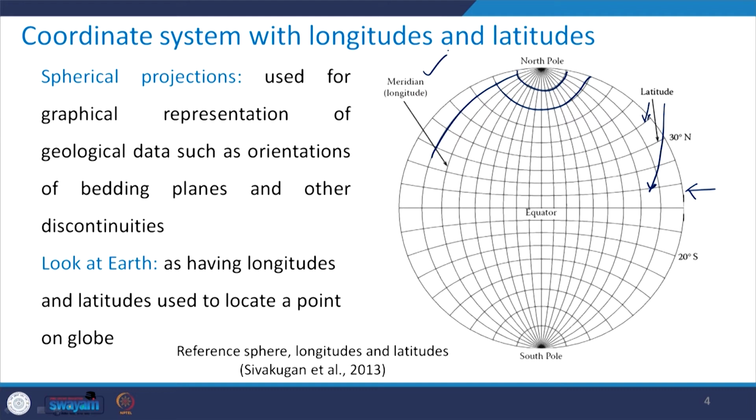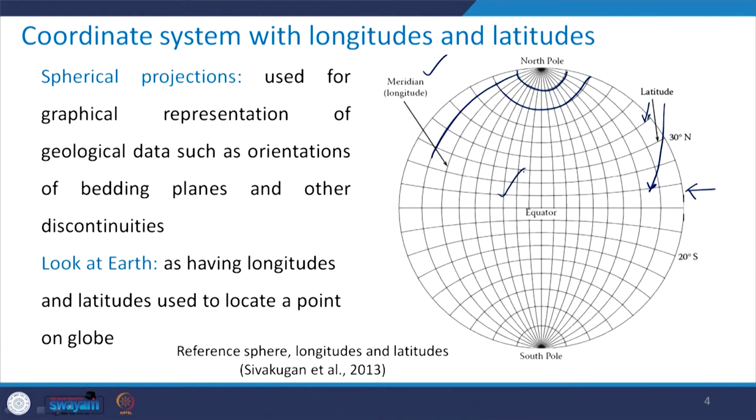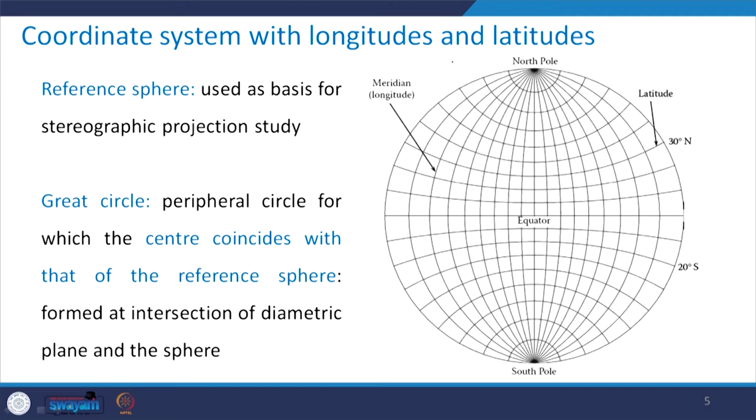We are going to make use of these spherical projections in order to represent the graphical data related to the various geological structures. If I need to locate any point on this space, then I would need two things. One is the latitude, another one is the longitude. Let us see how to make use of these with respect to geological data.